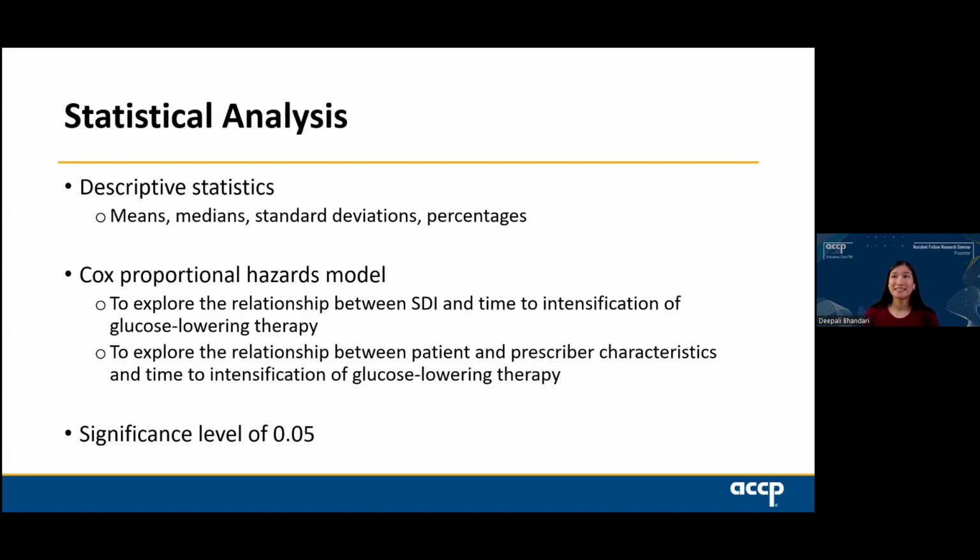For statistical analysis, we have descriptive stats listed here. We ran a Cox proportional hazards model in the program R, and this allows us to explore the relationship between SDI and time to intensification of glucose lowering therapy. And then we'll also look at the relationship between patient and prescriber characteristics and that time to event as well.